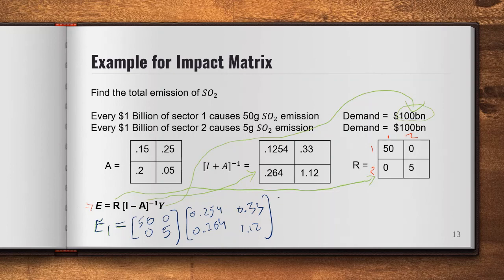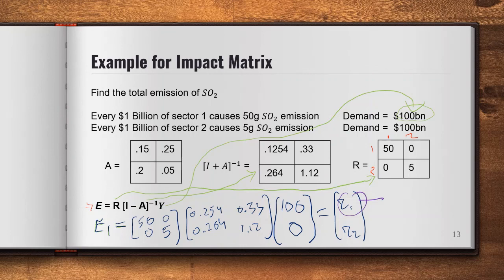Great. Now we just need to put the Y value, because we need to know what the impact will be if there is a $100 billion demand from sector 1. So we'll be considering demand from sector 2 to be 0 to find what the impact will be just from the demand of sector 1. If we do so, we'll get a vector. It will be in this way. I'm leaving the calculation to you. It will be having some values like Z1, Z2. You can do the calculation. This will be telling you the sulfur dioxide emission in grams.